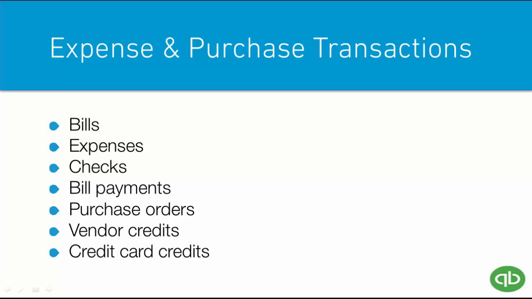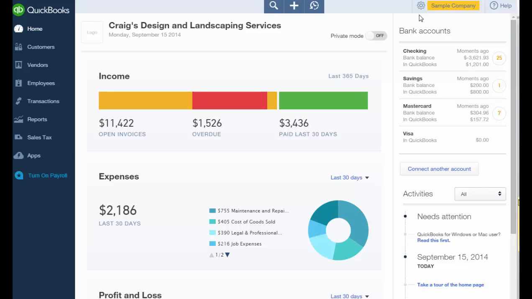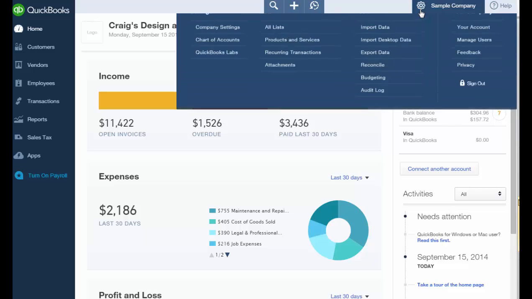Some of these transactions can be launched from more than one access point, whereas others can be launched only from one. You'll see demos of the various access points. Whenever we talk about a new area of QuickBooks, we need to review the company settings related to that area. Let's take a look at the purchasing settings. Click on the gear icon and then Company Settings and Expenses.